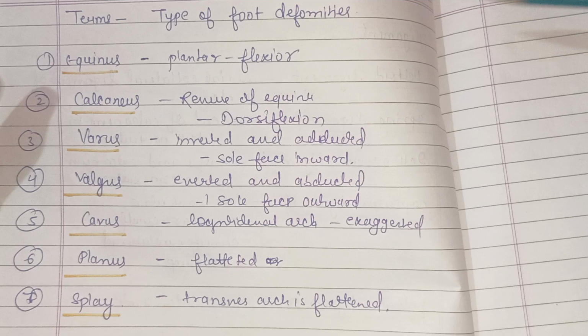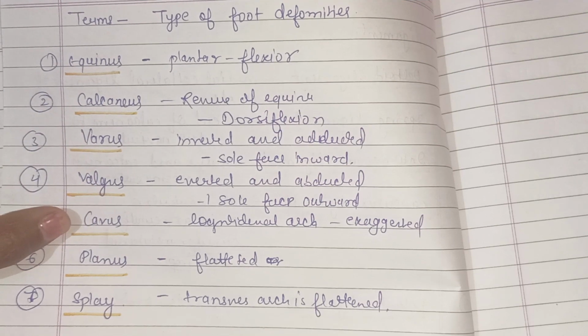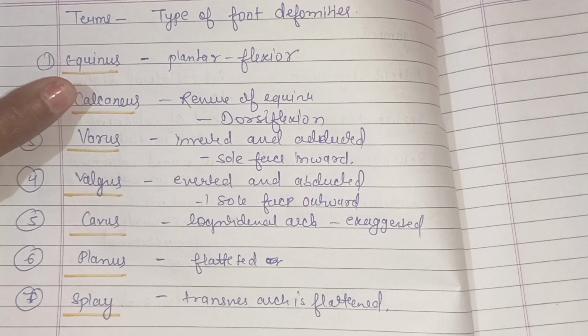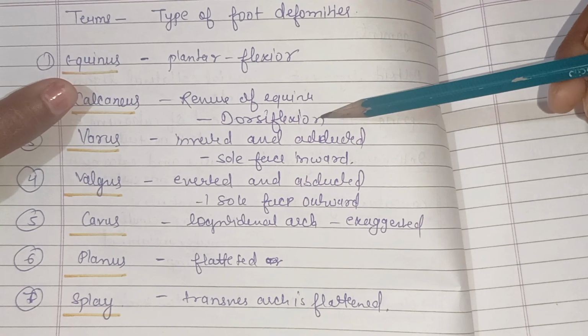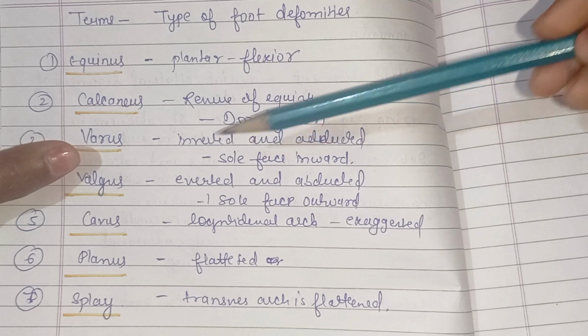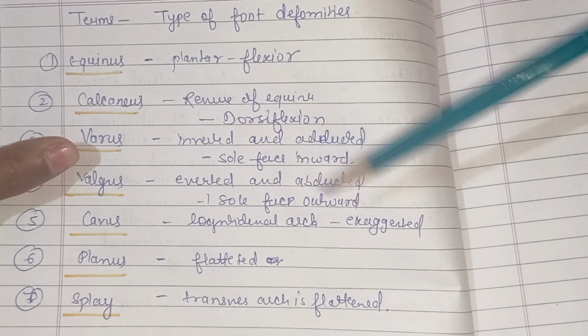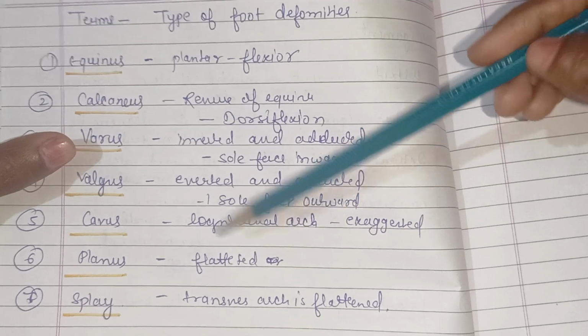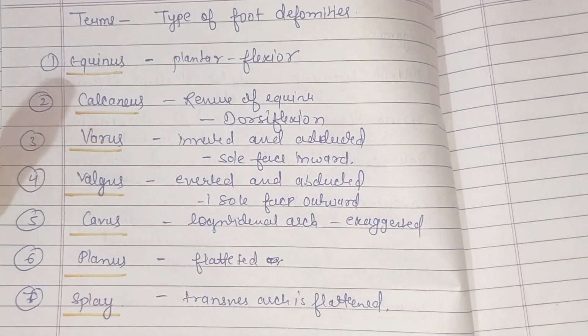First are equinus, calcaneus, varus, valgus, cavus, planus, and splay. Equinus, as the term itself describes, is like a horse: plantar flexion, that is, walking on the toes. Calcaneus, on the tip of the heels, is the reverse of equinus, that is dorsiflexion. Varus is inverted and adducted, with the sole facing inwards, and valgus is everted and abducted, with the sole facing outward. Cavus is an exaggerated longitudinal arch. Planus is a flattened longitudinal arch, and in splay the transverse arch is flattened. Now I am going to show these terms in the diagram so you can easily understand.